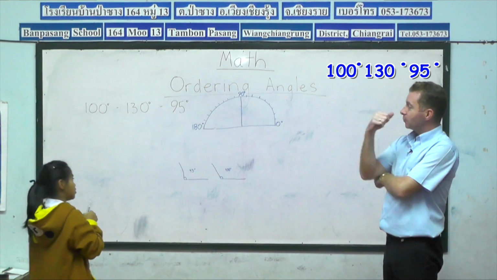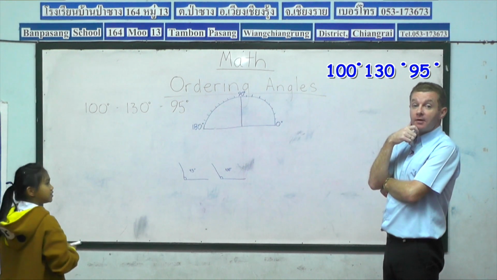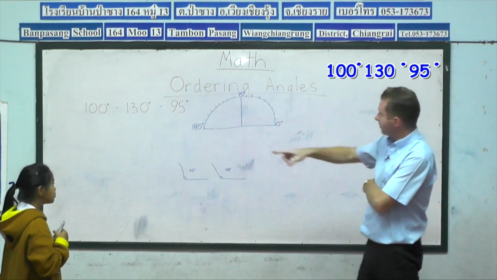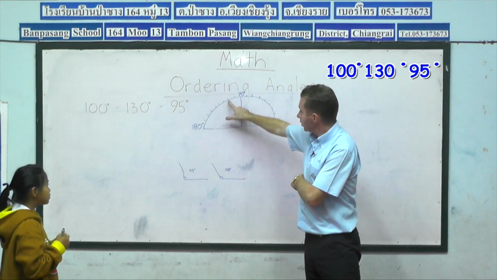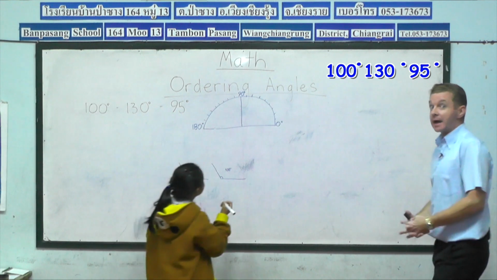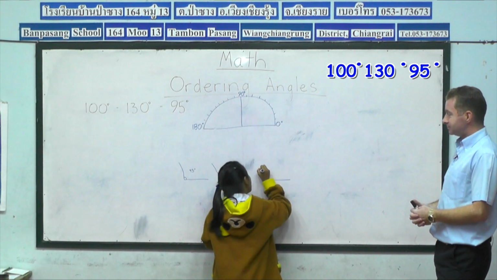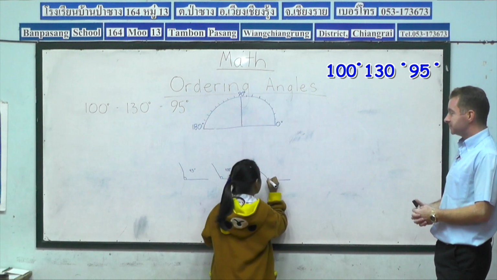And finally, we're left with our biggest angle, which is 130 degrees. 100, 110, 120, 130. So this obtuse angle will be bigger. Looking good to me.